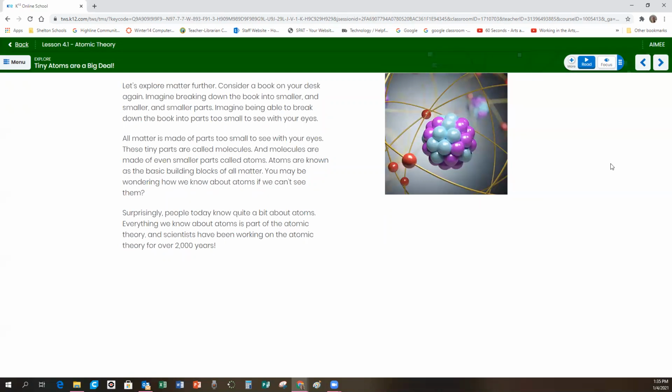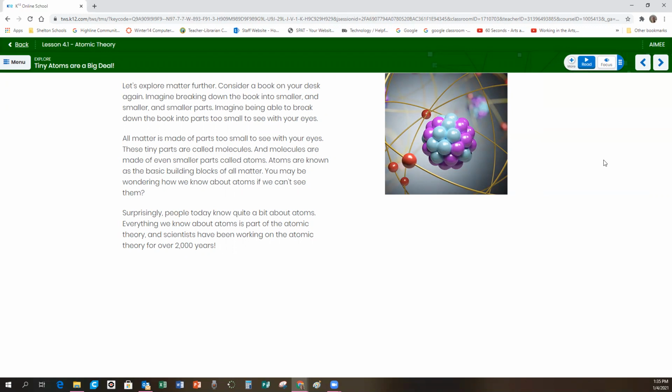Let's explore matter further. Consider a book on your desk. Imagine breaking down the book into smaller and smaller and smaller parts. Imagine being able to break down the book into parts too small to see with your eyes. All matter is made of parts too small to see with your eyes. These tiny parts are called molecules, and molecules are made of even smaller parts called atoms. Atoms are known as the basic building blocks of all matter.